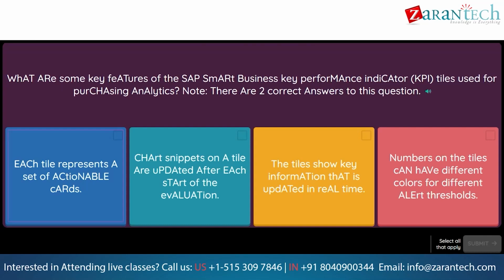Option 1, each tile represents a set of actionable cards. Option 2, chart snippets on a tile are updated after each start of the evaluation. Option 3, the tiles show key information that is updated in real time. Option 4, numbers on the tiles can have different colors for different alert thresholds.